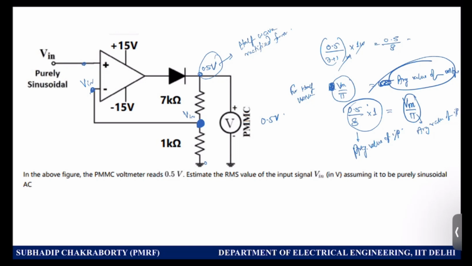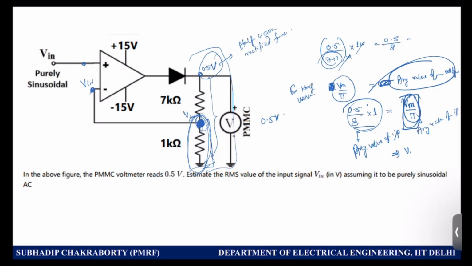And the PMMC is measuring the total, but we want only this much. So 0.5 by 7 plus 1k into 1. This is the thing. But PMMC is measuring the total. We need only this much. So we use the division rule and calculated how much is this voltage. And this average value is the average value of the input. The average value of the input is this also, Vm by pi for a half wave arrangement.